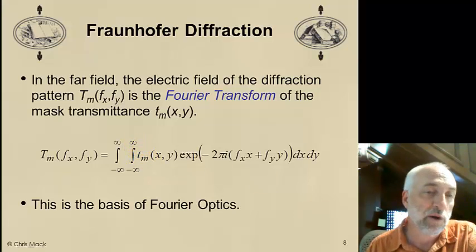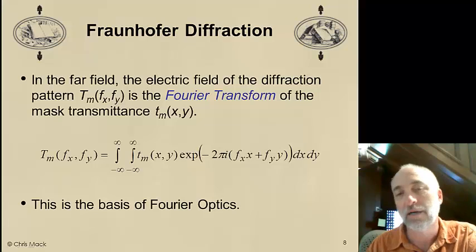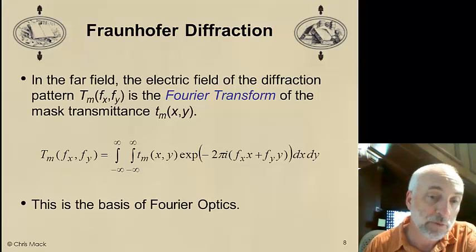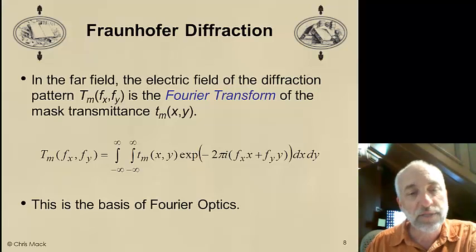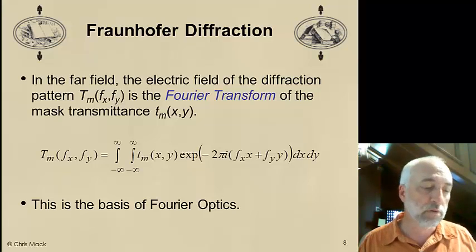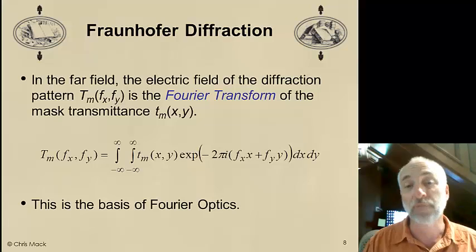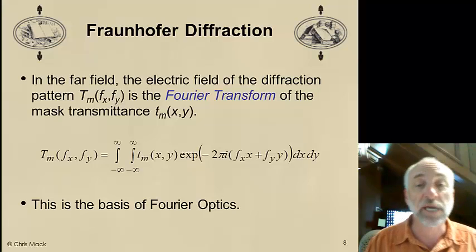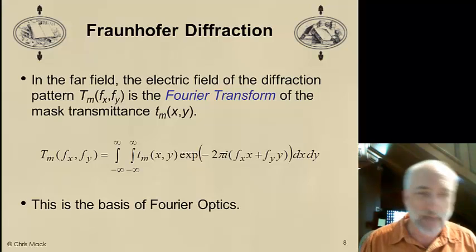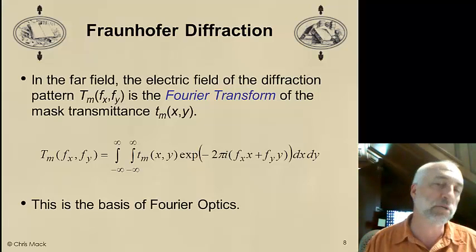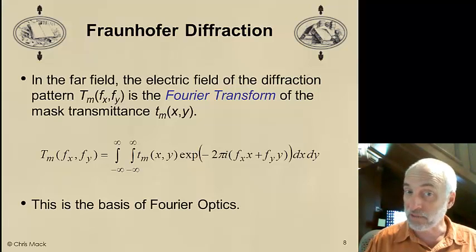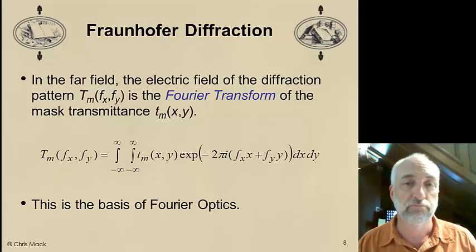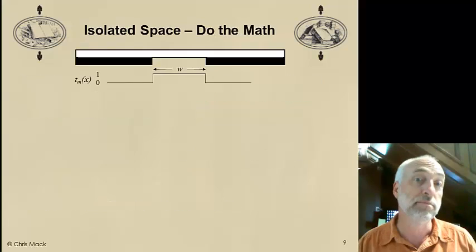Now you might guess why I came up with the capital T sub m as the naming convention for my diffraction pattern. It's a Fourier transform pair with little t sub m, the mask transmittance. This is the basis of the way we often look at optical imaging systems, a method called Fourier optics, where we think about diffraction and the behavior of the lens in terms of Fourier transforms. So, if we know the transmittance of the mask, we can calculate the diffraction pattern. Really? Sure. Let's try it.